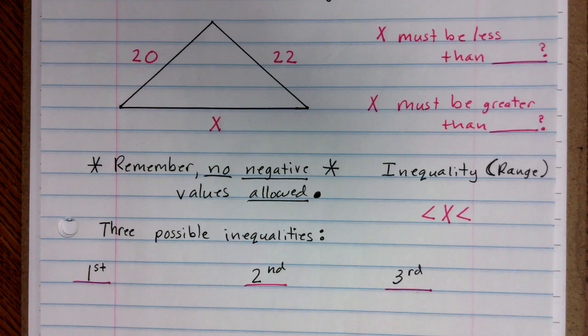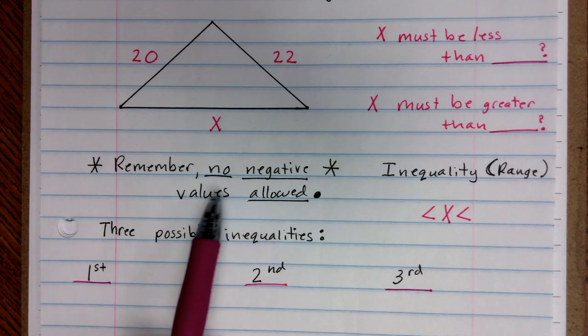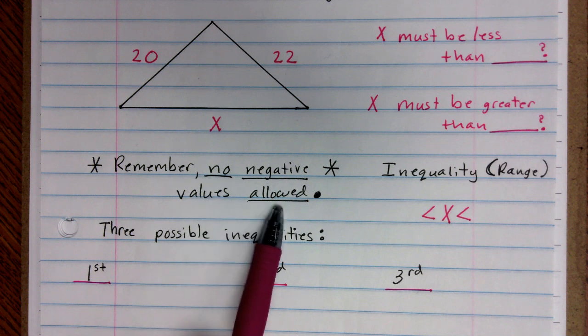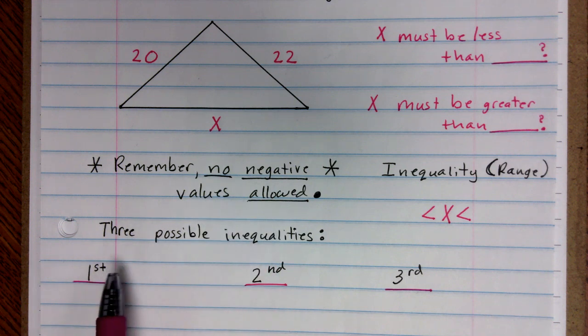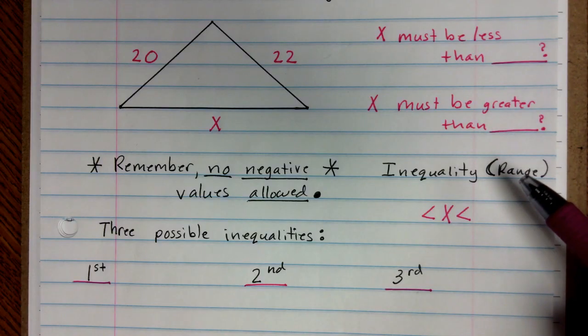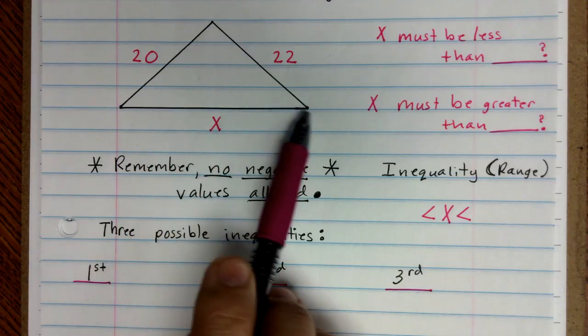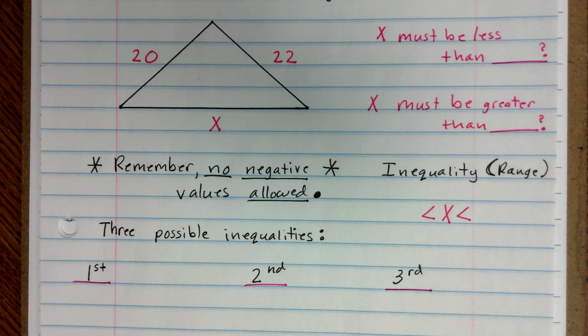Now, one inequality right off the bat, we're not going to be able to use because it's going to give us a negative value. Notice I have a note here, and it says, remember that you cannot have negative values. So no negative values are allowed. As soon as you create an inequality and you realize it's going to give you a negative value when you solve for x, you want to eliminate that one. And then the other two are going to give you positive values, and those two will be what we use to find what it must be greater than and what it must be less than. So how long this side can be, right? What's the biggest it can be and what's the smallest it can be.